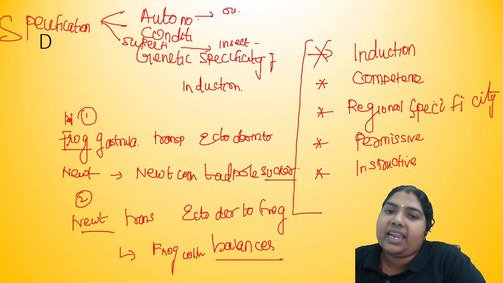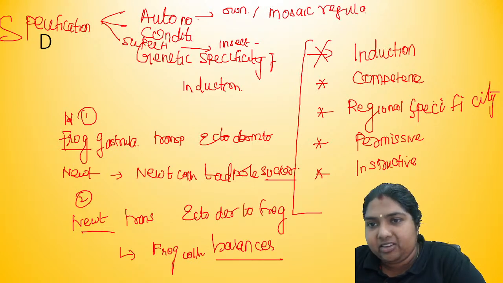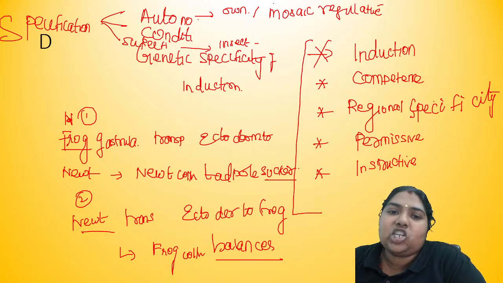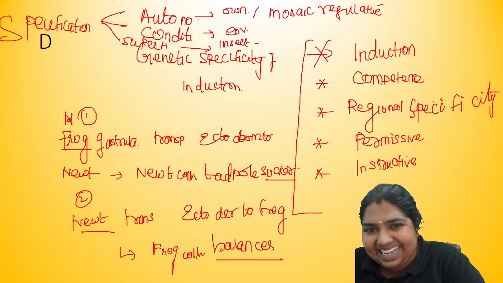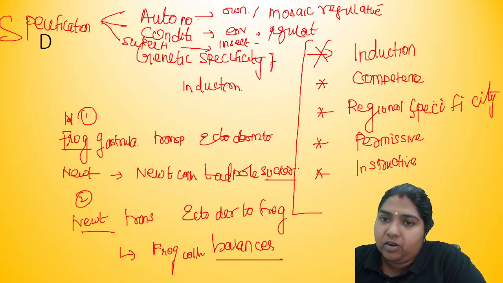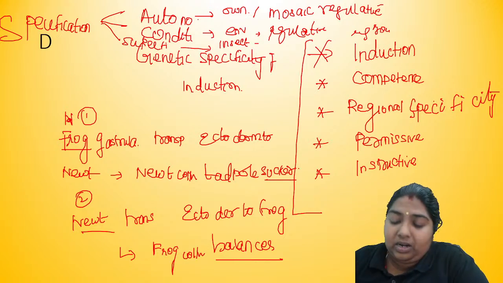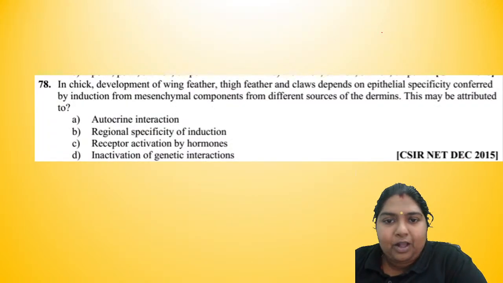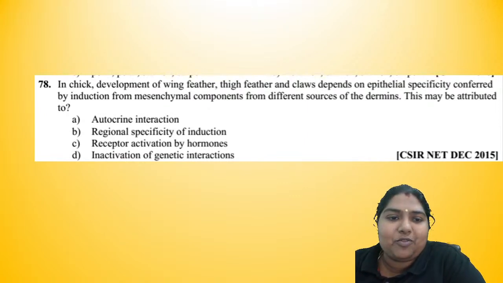Autonomous means it is carrying on its own. It is called mosaic, or it is called regulative. Conditional is going to be dependent on the environment, so it is called regulative. So it can regrow things. So this is dependent only on the factors that are present. Okay, fine. So one more example from the specificity we will do before we go off.